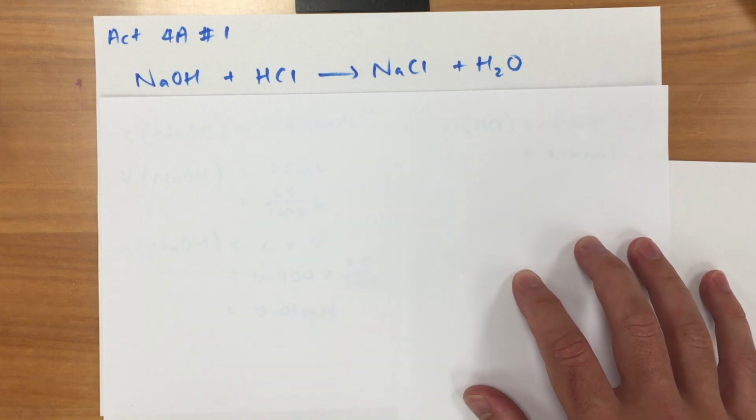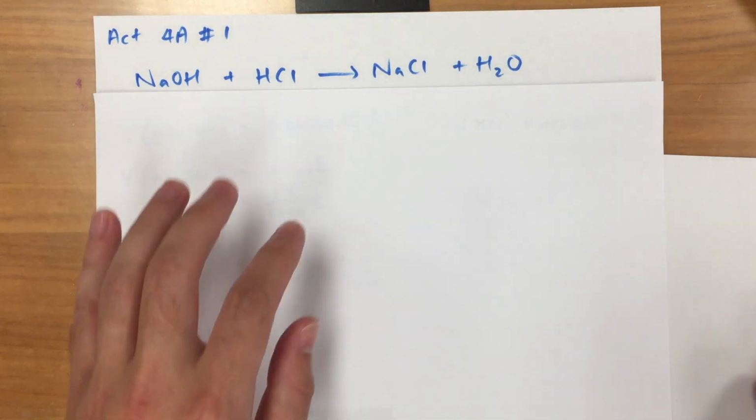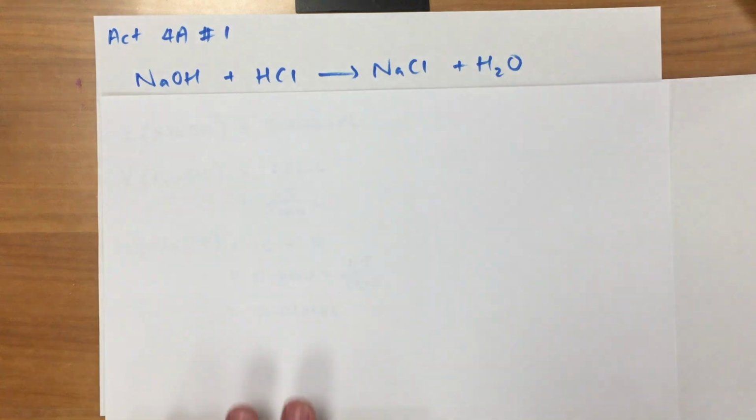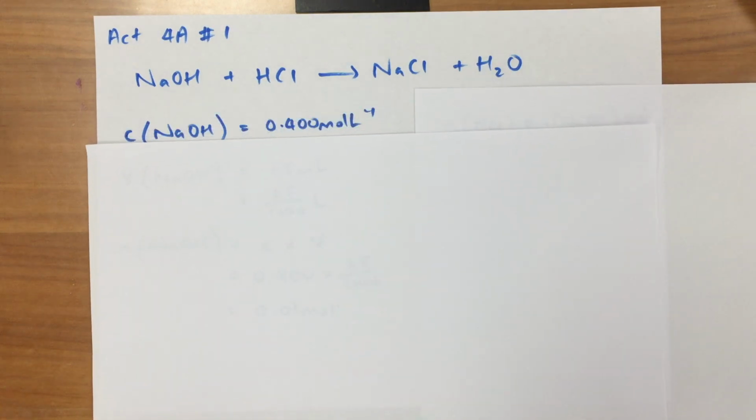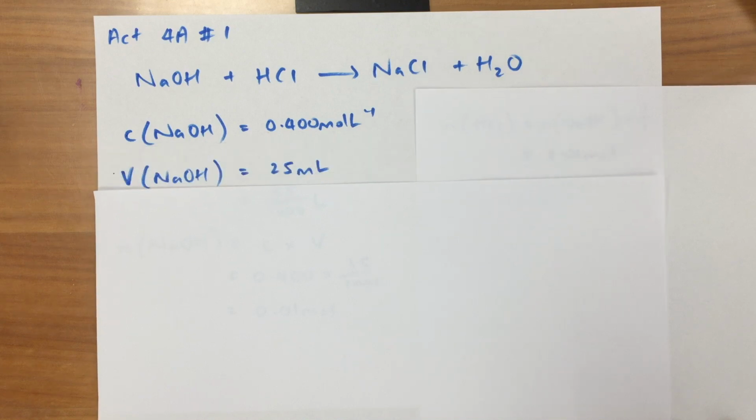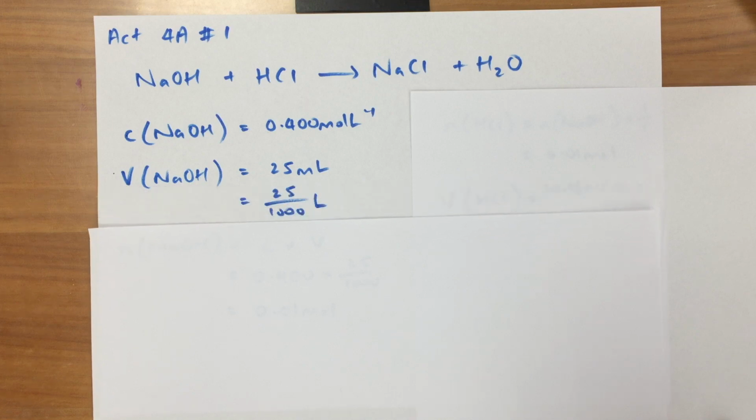Let's write down what we've been given. Well, we've been given the concentration of sodium hydroxide of 0.400 mol per litre, and we've been given the volume of sodium hydroxide of 25 mL. Straight away I'm going to convert that into litres. That's our standard unit for volume. We've also been given the volumes of HCl, those 3 numbers, 14.96 mL, 15.02 mL and 15.00 mL. We'll come back to those numbers later.